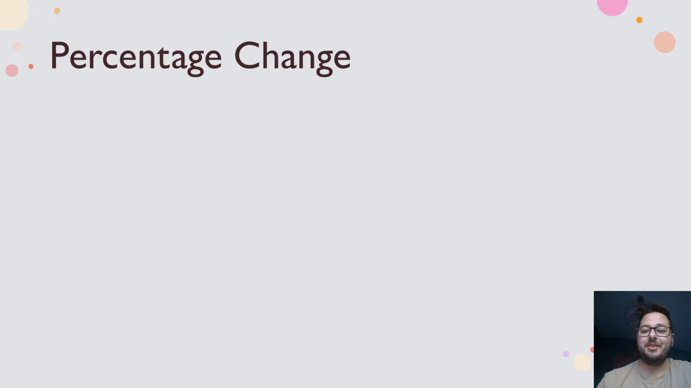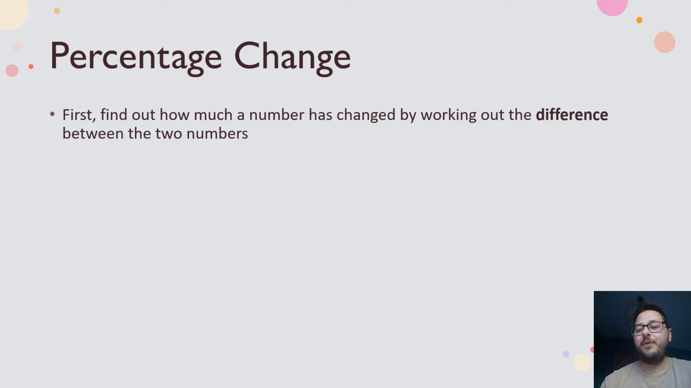Alright, so percentage change then. This is basically when you've got a number and you want to increase it by a certain percentage or decrease it by a certain percentage. First you want to find out how much a number has changed by working out the difference between the two numbers. So we know the change, we want to figure out how much percent has it gone up or how much percent has it gone down.